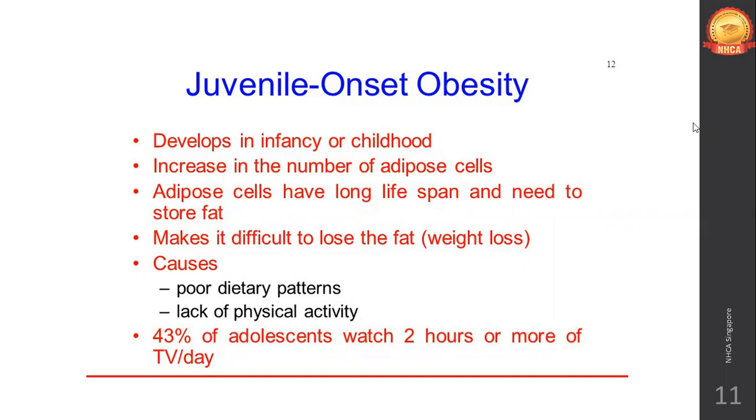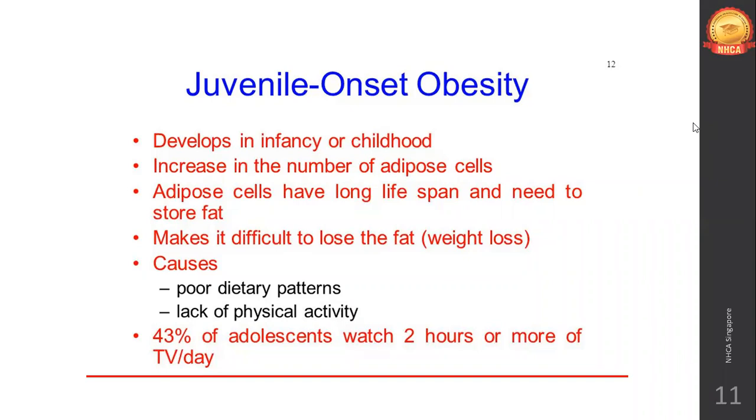Okay. That's the reason why people who were overweight or obese, even when they lose weight, have a high chance of bouncing back to the previous body shape, because the adipose cells have not disappeared. They have a long lifespan and they may have reduced in size, but they have not disappeared. Okay. So this makes it very difficult to lose the fat, especially for kids who have had obesity issues from childhood, which is very difficult for them to lose.